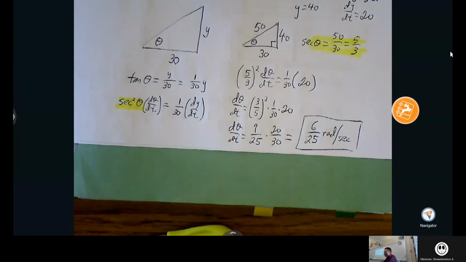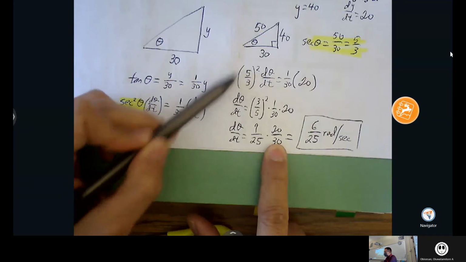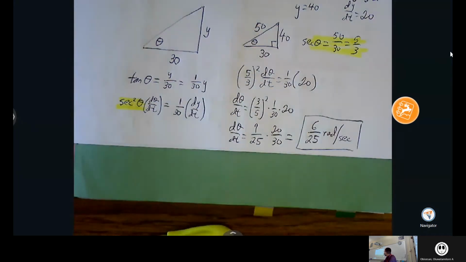Did you not need to divide it on the other side? I did. Dividing by a fraction is the same thing as multiplying by the reciprocal, right? So I just flipped it. Okay. Yeah, that makes sense. Good.